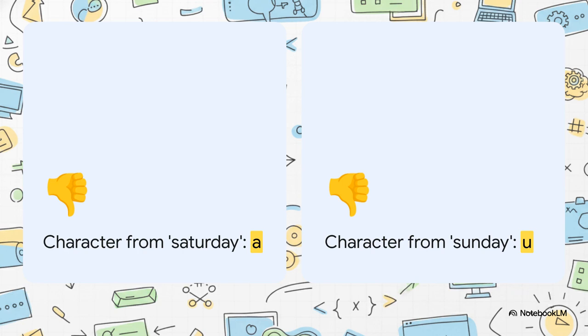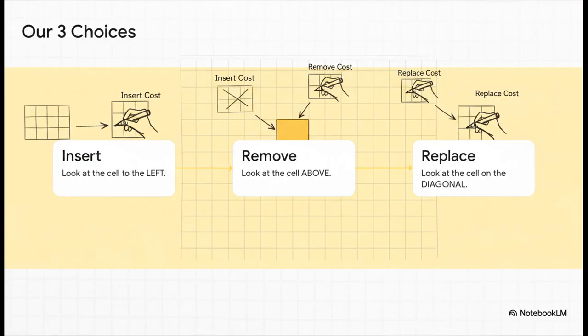Like right here, we're comparing the A from Saturday with the U from Sunday. Clearly not a match. This is where the magic really happens. This right here is the heart of the entire algorithm. When the letters don't match, we are forced to perform an operation. And remember our 3 legal moves? Well, they map perfectly to our grid.